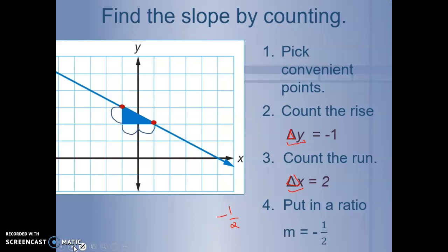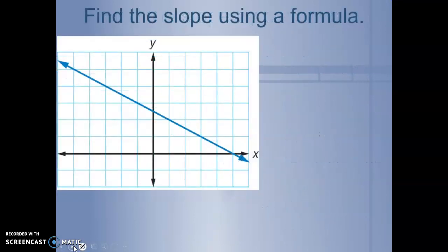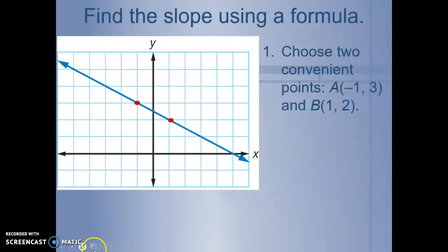And as a slope, there we said m is equal to negative 1/2. So a downward slope and kind of gradual. Here's how we would find slope using a slope formula. So we choose our points, -1 and 3, and 1 and 2.